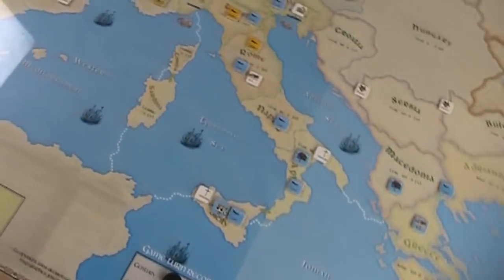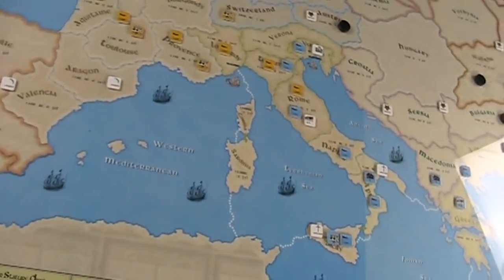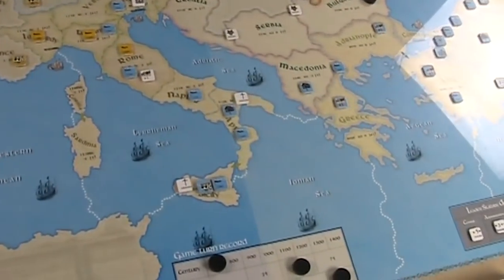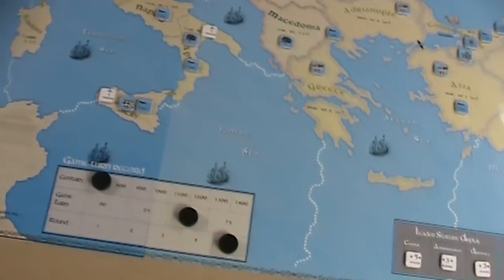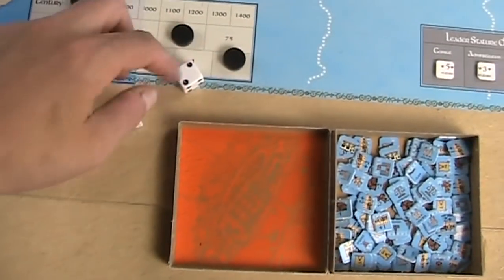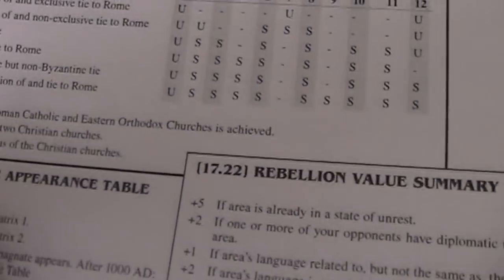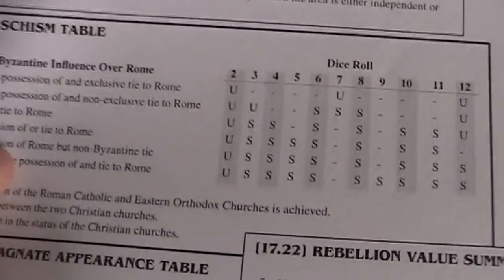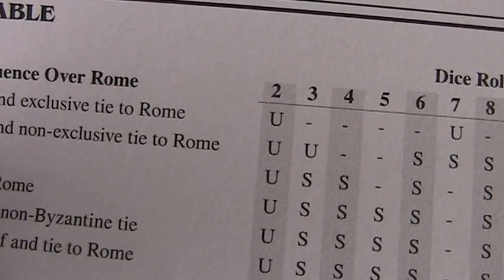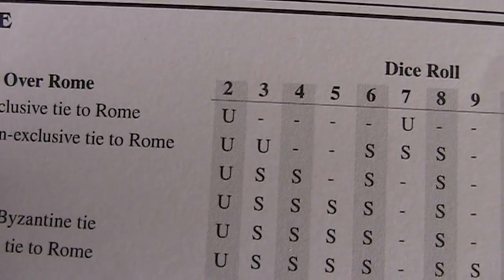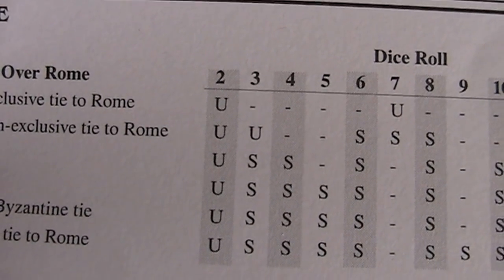And we will see if the schism remains, or if the two churches will be unified. So let's see. Okay, that's a 3. Maybe we see something interesting here right at the beginning. No, that is not the case here. You can see this is the tie to Rome. So the 3 says that the schism remains.